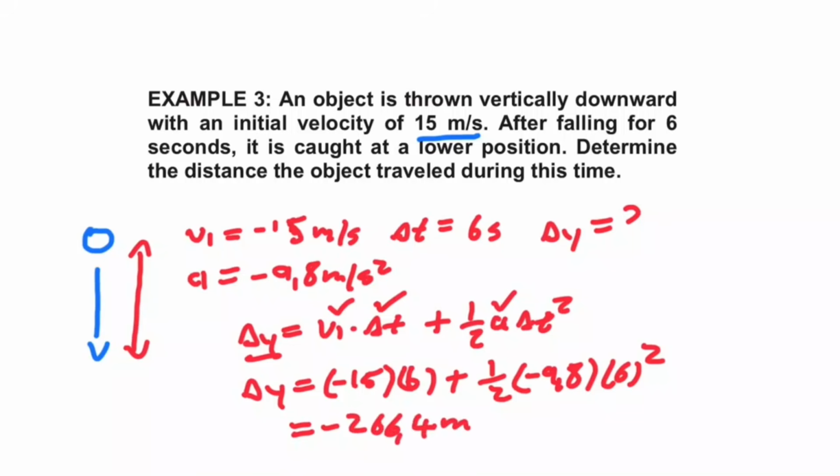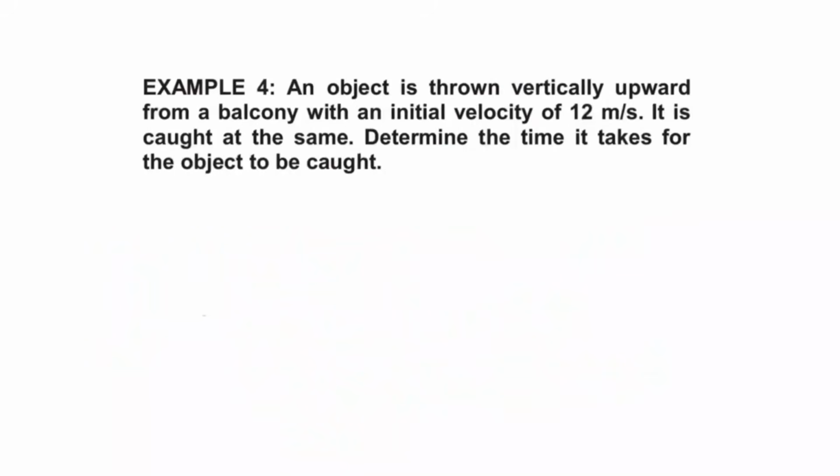266.4 meters. In this example, an object is thrown vertically upward from a balcony with an initial velocity of 12 meters per second. It is caught at the same height. Determine the time it takes for the object to be caught. So let's make sense of this situation. We have an object that is being thrown up from a balcony to some maximum height, and then on its way down it is caught at the same height it was thrown at. So its displacement is equal to 0 meters. Okay, we can deduce that.